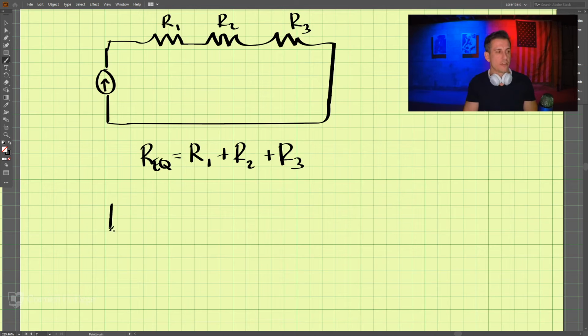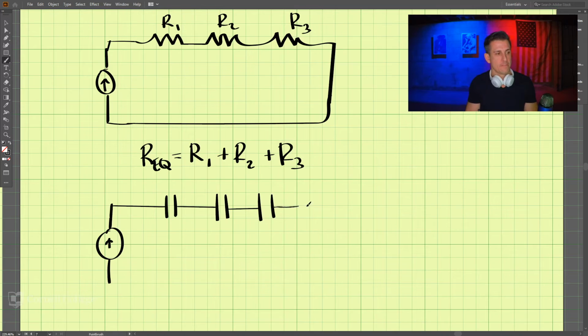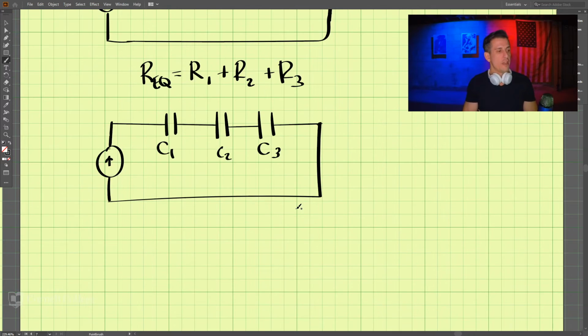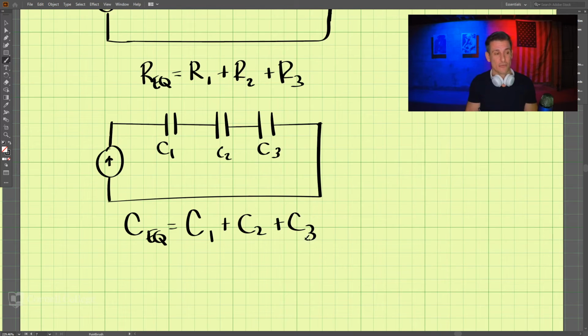Now let's take the same circuit, and this time we have capacitors, and this is how we draw capacitors. And so this is C1, C2, and C3. So if we want the equivalent capacitance, we could go C1 plus C2 plus C3. Is this right? This is wrong. Incorrect.